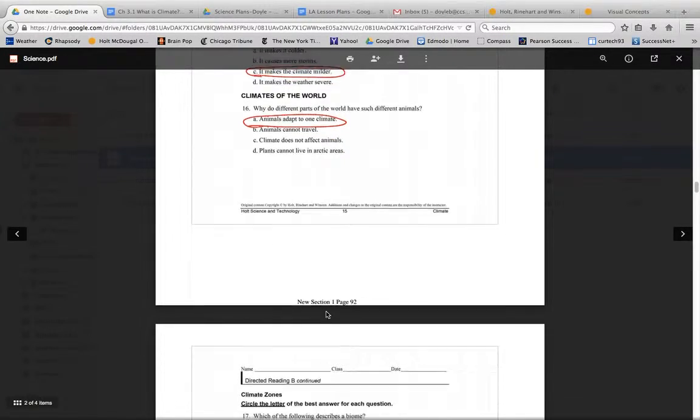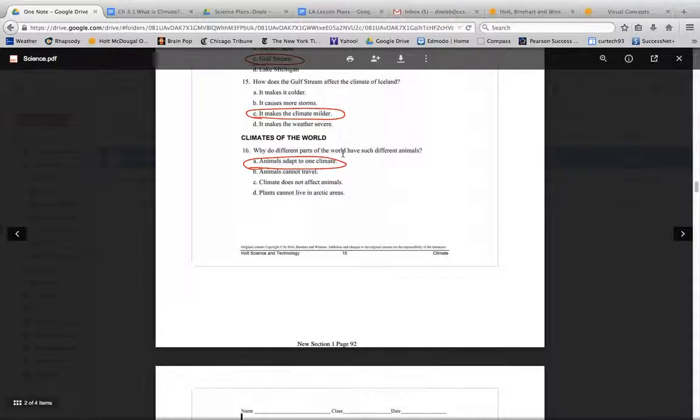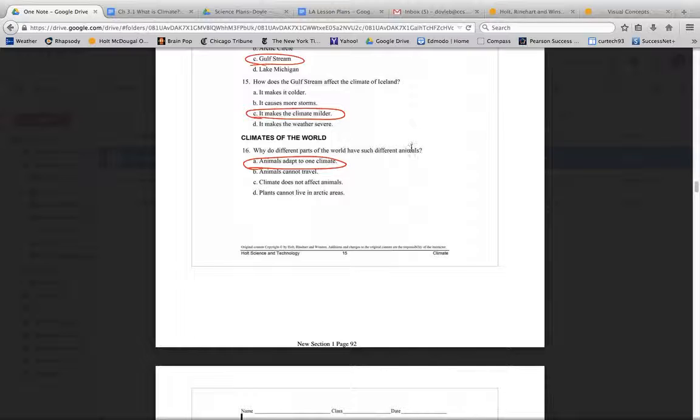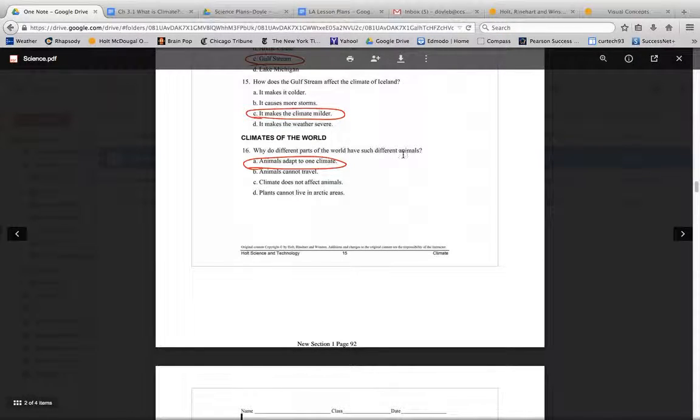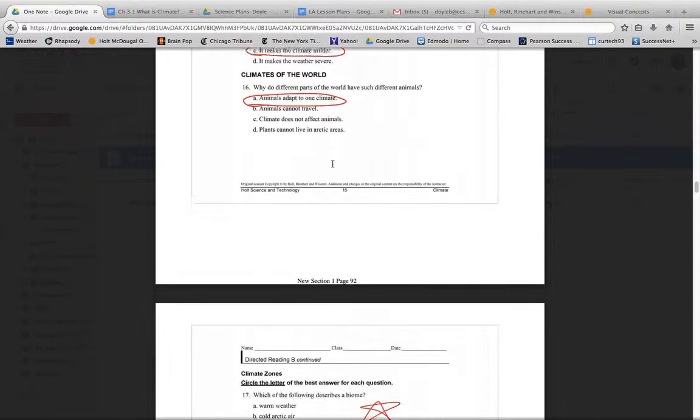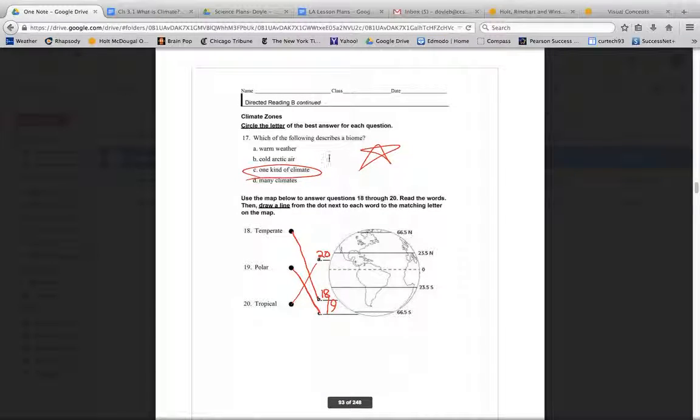16, climates of the world. Why do different parts of the world have such different animals? Because animals adapt to one climate. So polar bears can live in a cold climate, but they wouldn't do very well in a desert, hot climate. 17, which of the following describes a biome? It's one kind of climate.